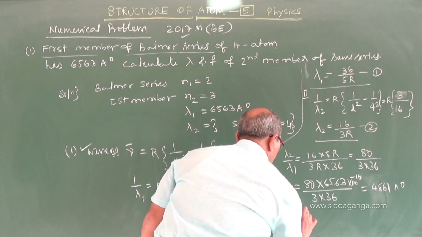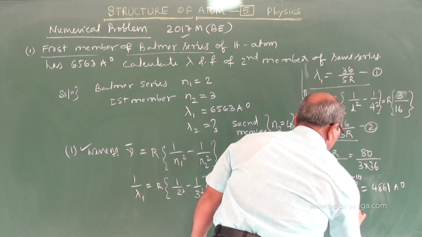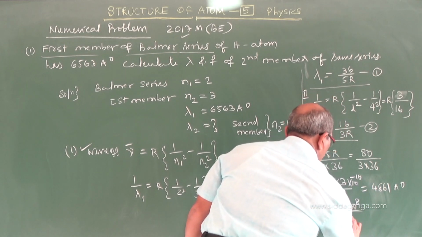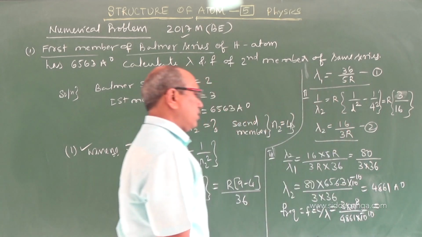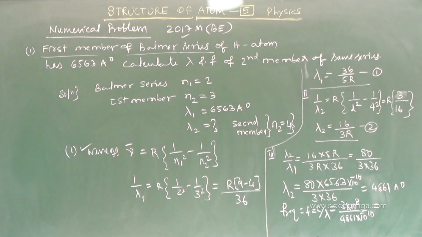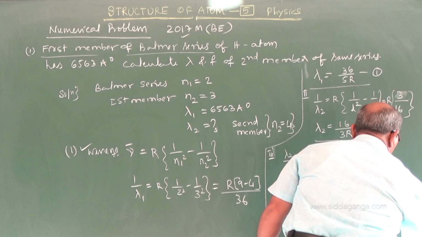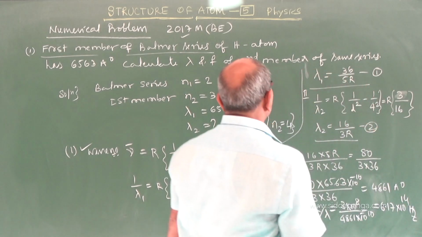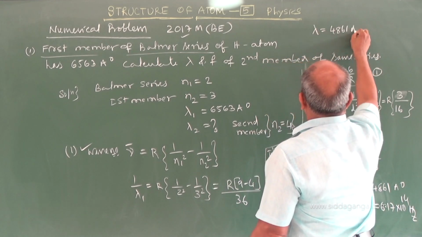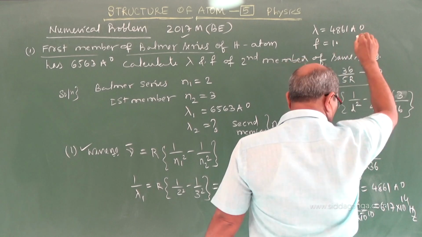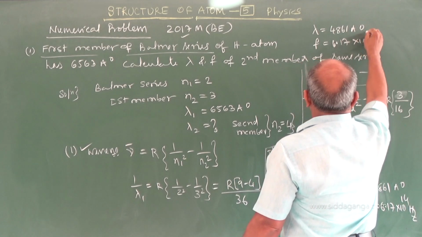Frequency, if you want, f is equal to c by lambda. c is 3 into 10 power 8 divided by lambda, which is 4861 into 10 power minus 10. You get 6.17 into 10 power 14 hertz. The two answers we got: lambda is equal to 4861 angstrom and frequency is equal to 6.17 into 10 power 14 hertz.